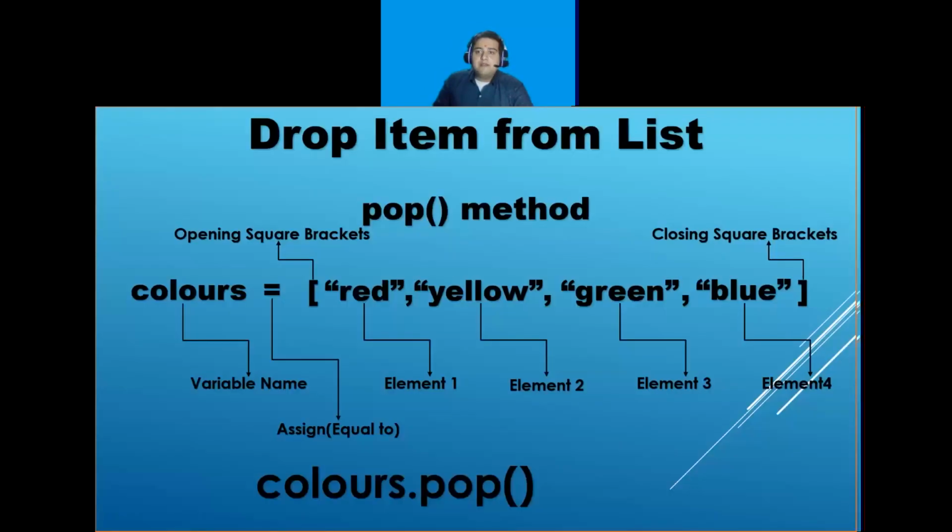The pop method will remove the specified item, or it will remove the last item if the index is not specified. So in this, if I write colors.pop and if I do not mention any index number inside the brackets, it will remove the last item by default. So in this, it will remove the blue item. So the blue color will be gone.